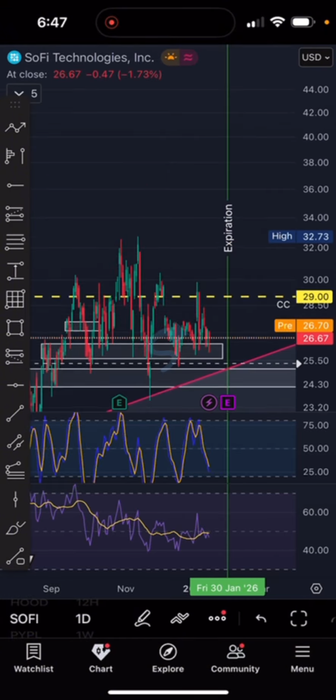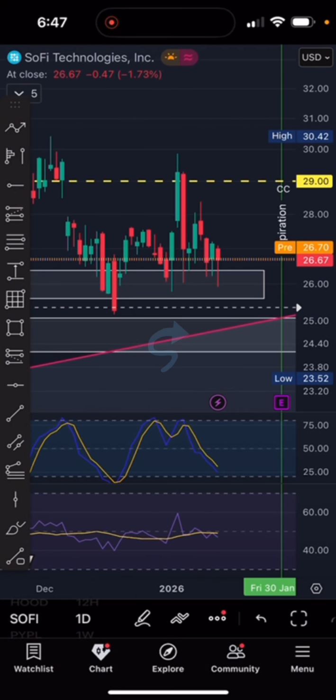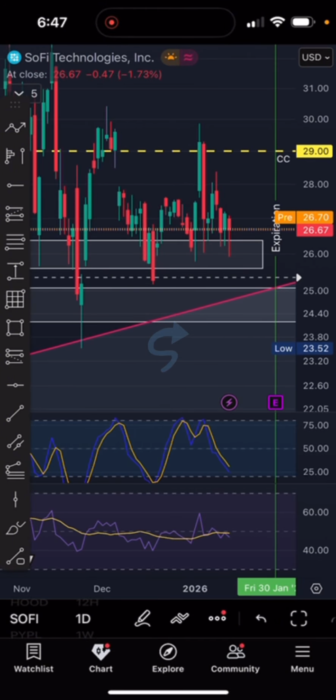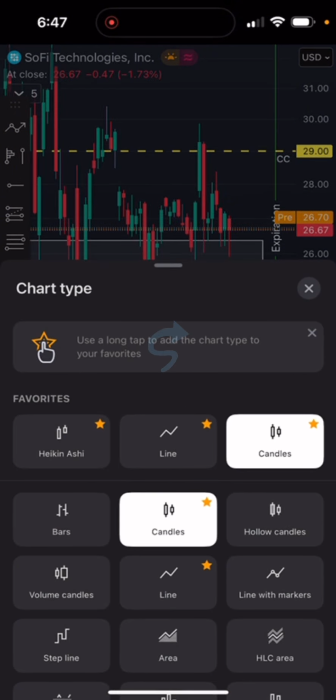Now, this is a normal candle view of a chart. Green candles mean it's going up. Obviously, red candles mean we're going down. We're bearish. And if you don't know those terms, bullish means we're going up. Bearish means we're going down. So what I like to do is switch to Heikin-Ashi.